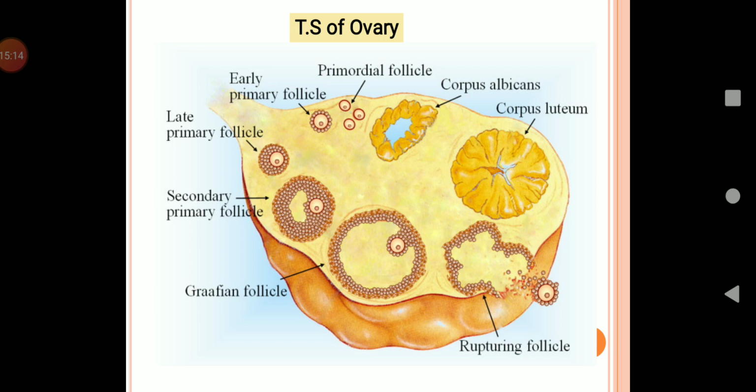Encircling the basement membrane is a region called theca folliculi. Many capillaries are present in the theca folliculi. As the primary follicle continues to grow, the theca folliculi differentiates into theca interna and theca externa, the two layers. The internal layer is vascularized, and the outer layer is of connective tissue cells.